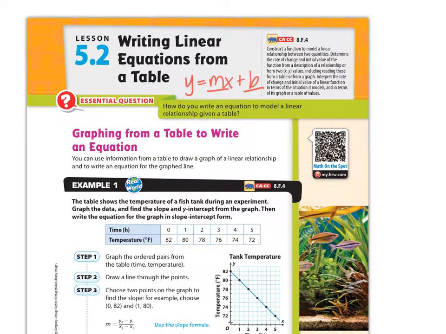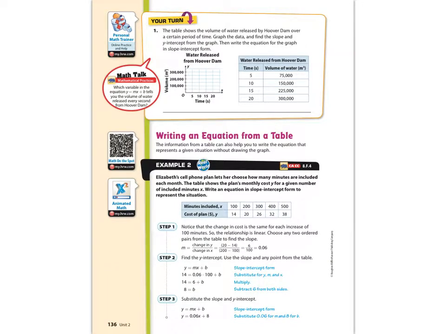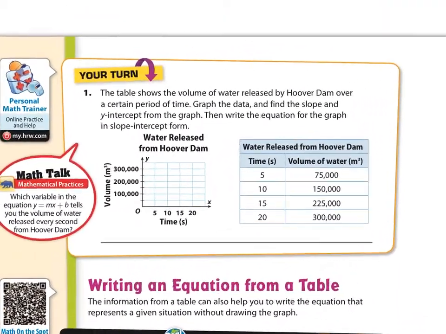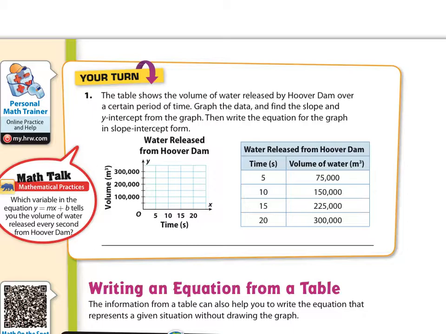Okay, so let's go to one of our Your Turns. On the second page, number 1, we have a table here that shows the volume of water released by the Hoover Dam over a certain period of time. We're going to graph the data and then find the slope and the y-intercept from the graph. Write the equation for the graph in slope-intercept form. Slope-intercept form is y equals mx plus b.